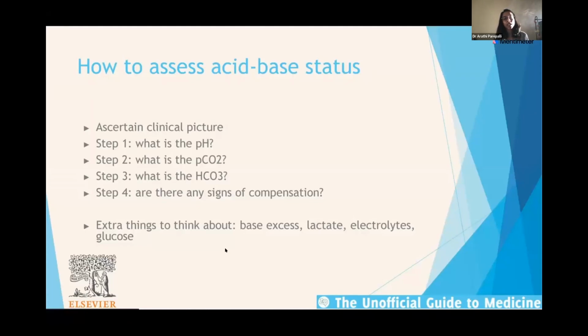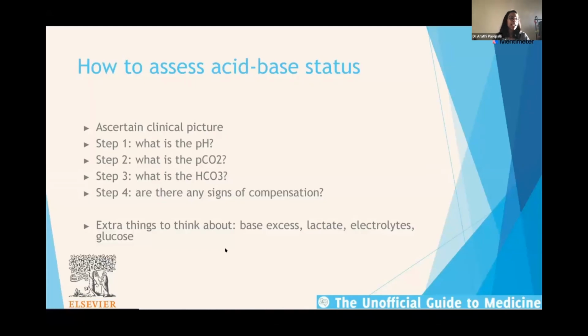If you want to look at gas exchange, then obviously partial pressure of oxygen will also play a role in this. But I think all the other bits and pieces like base excess, lactate, electrolytes, glucose, in terms of finals, I don't think they'll play a massive role, but I did want to mention them anyway.